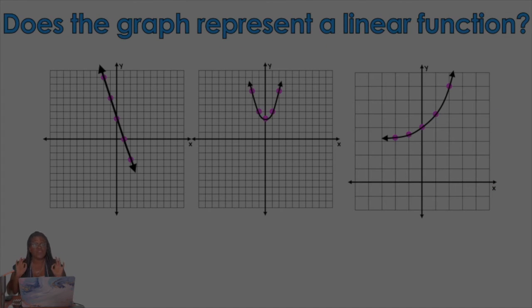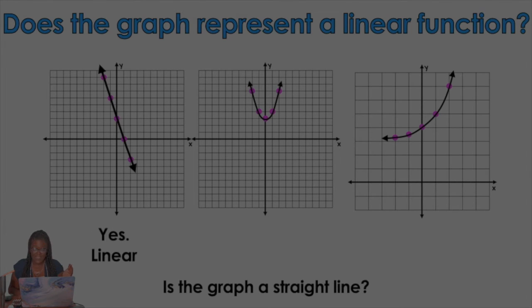Okay, does the graph represent a linear function? The question we're asking ourselves is, is the graph a straight line? So easy. For the first one, I have a straight line, don't I? So yes, it is linear. For the second one, not a straight line, so it is not linear. Third one, it's still a curve, I couldn't put a ruler to that, so no, it's not linear.